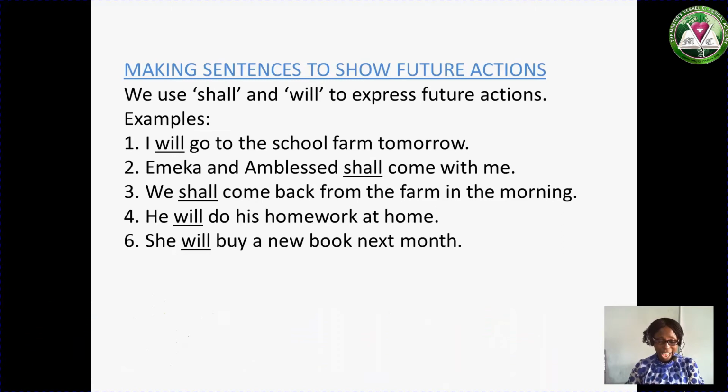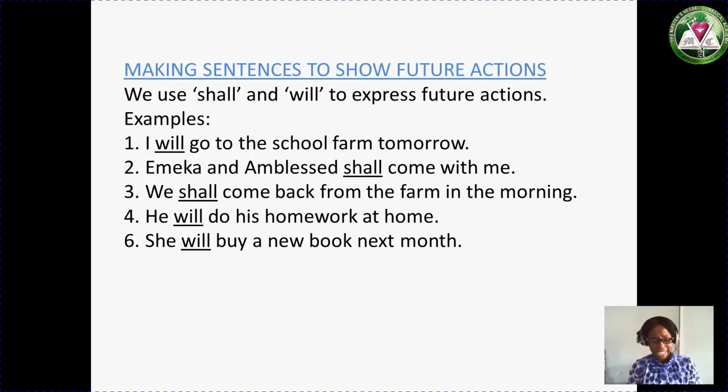Remember what I said. We use them to express necessity, when something is very necessary, or possibility, an action that you are very sure must come to pass, that it will happen. If you must express such actions, you use the modal verbs shall and will. All right. And other modal verbs. All right. Now, let's try to make sentences to show future actions. Remember, I said we use shall and will to express future actions.